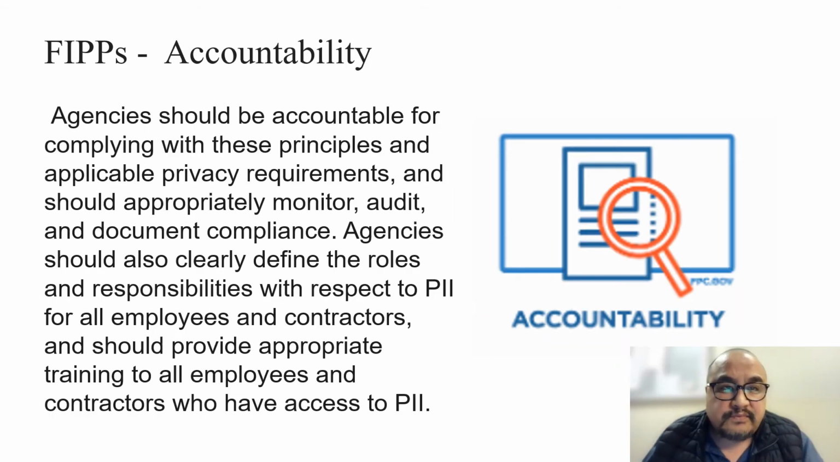Accountability. Agencies will take ownership and responsibility for privacy requirements, audits, and documented compliance. Agencies will define roles, responsibilities, and documentation for all contractors and employees who have access to PII. For example, XYZ can designate a person who has authority or responsibility for collecting, storing, and so on, of all personally identifiable information. This could also mean who has access to the information, like John from accounting or Bill from shipping.